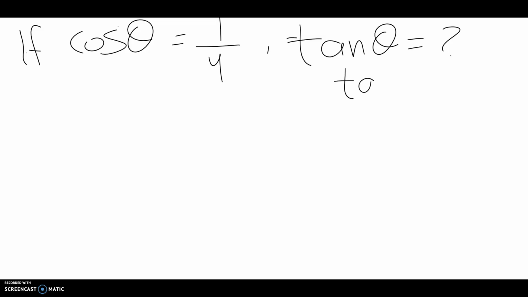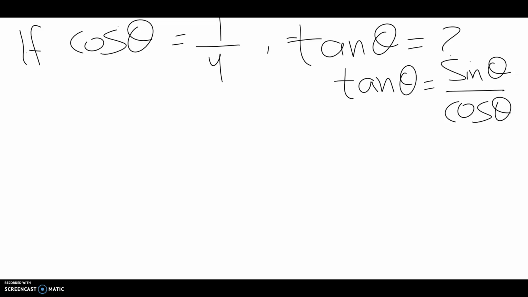So I'm going to write it down. Tan theta is equal to sine theta over cos theta. Correct? Now we have the value of cos theta, which I will substitute. Tan theta equals sine, we don't have, so I will leave it blank. Cos theta is 1 over 4.